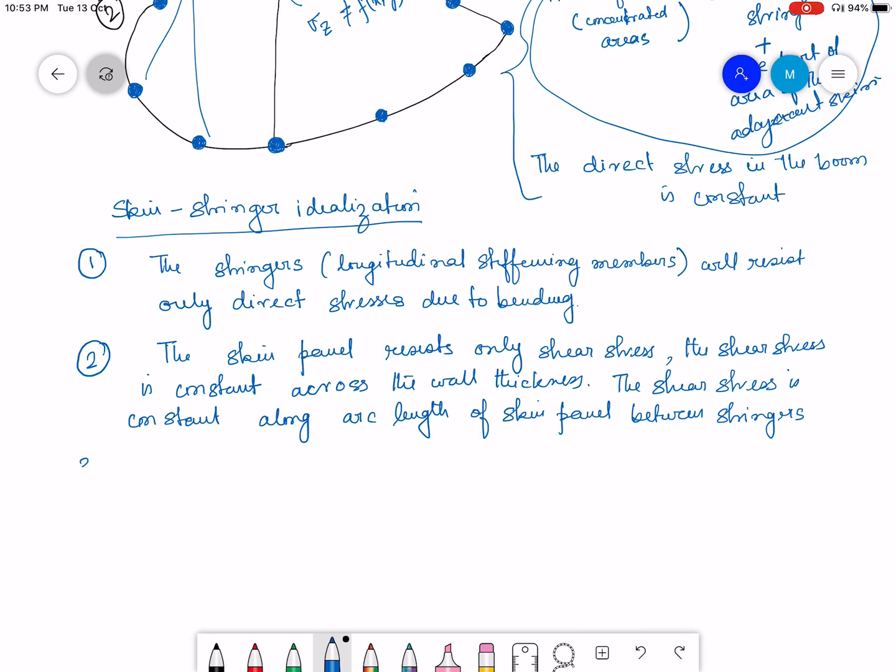And the third point is that transverse members are rigid in their own plane. So since they are rigid, they are not going to undergo any stress or strain, and we are not going to consider them in the stress analysis that we are going to do.